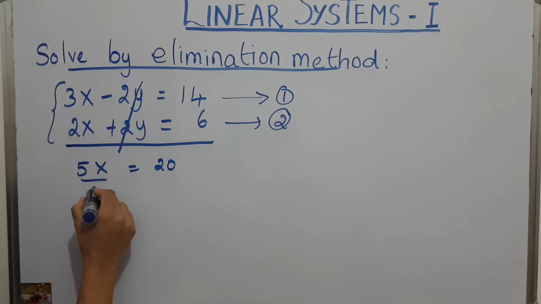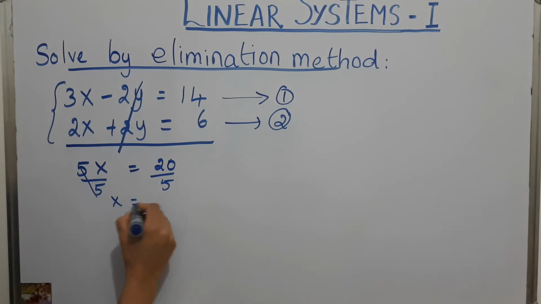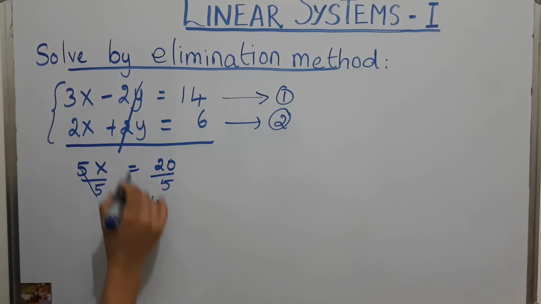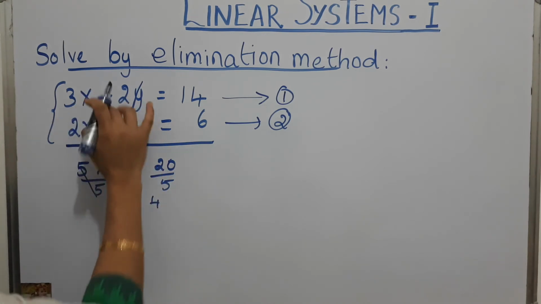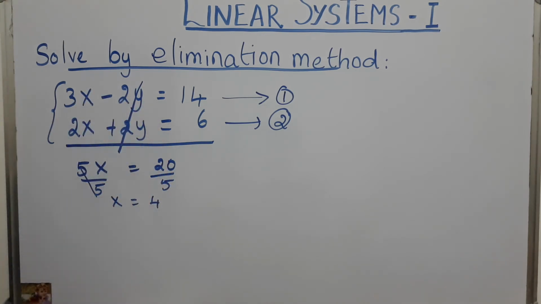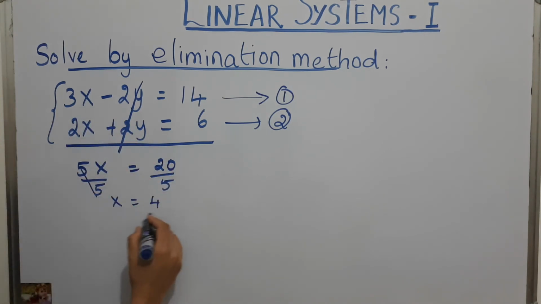Okay, divide both sides by 5. So this will be gone. x is equal to 4. So the value of x is found. Now you have to find the value of y by substituting the value of x in any one of these two original equations. Whatever equations were given originally in the question, you have to substitute the x value in any one of those two equations. So x is equal to 4, right?